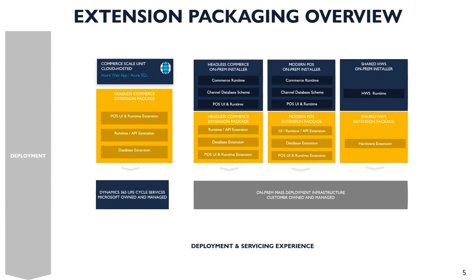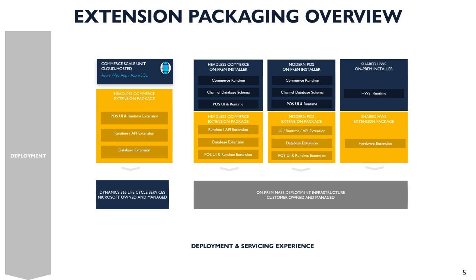First I will show what the different packaging types are at a high level, then we'll go deeper into each. Basically there are two types of packages at a high level: the on-prem packages and the cloud packages. The cloud is what is managed by Microsoft. For example, you go to Lifecycle Services and deploy a production environment or a UAT test environment, which is managed by Microsoft.